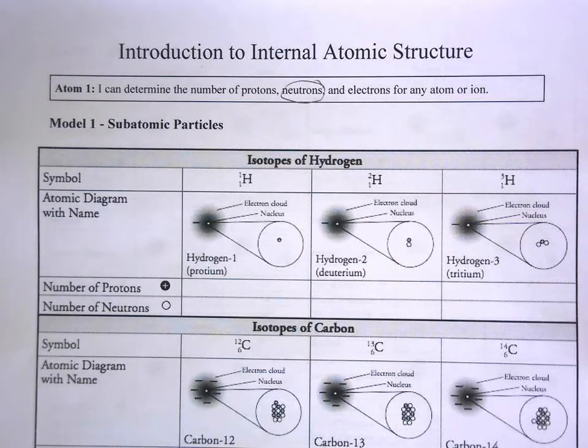Once you've found these things, let's take a look at the models together to get everybody going in the right direction. Model 1 is here to help us remember the subatomic particles that we do know and learn about the third subatomic particle, the neutron.